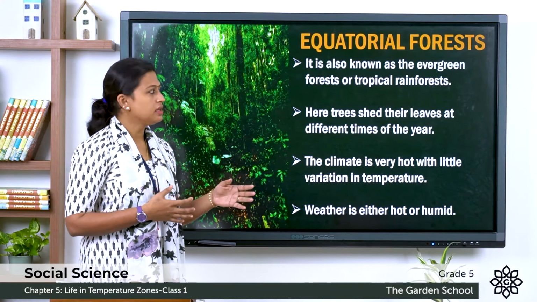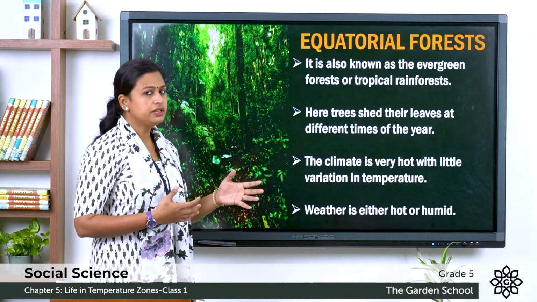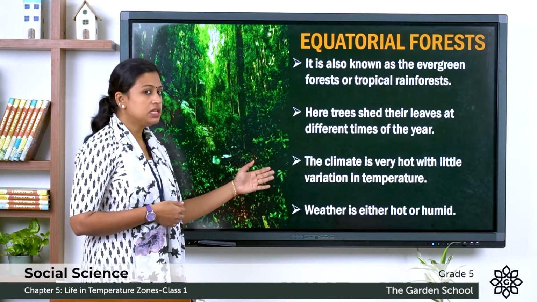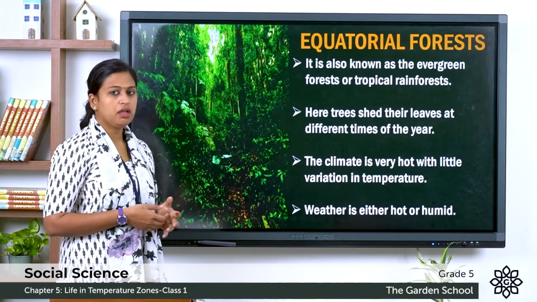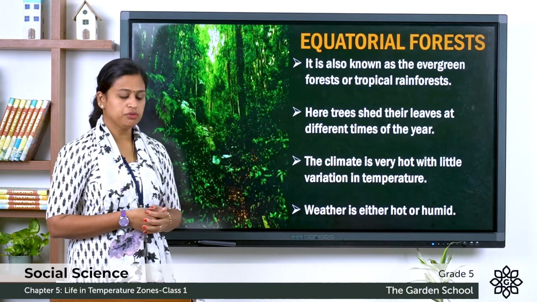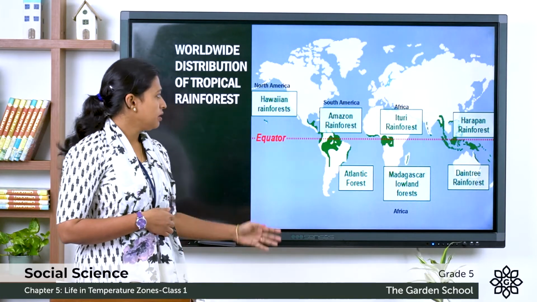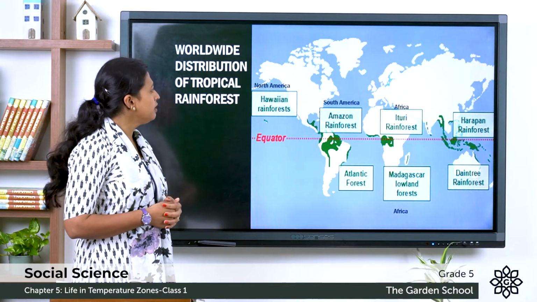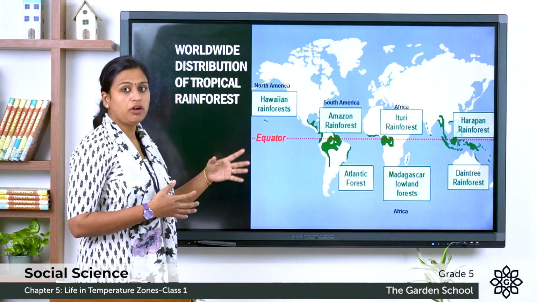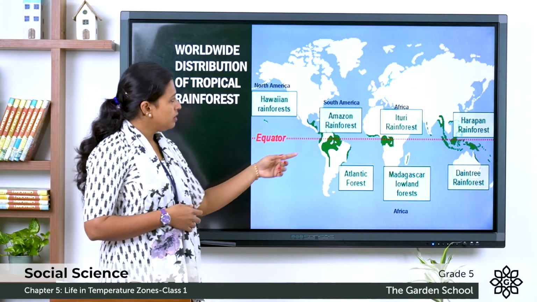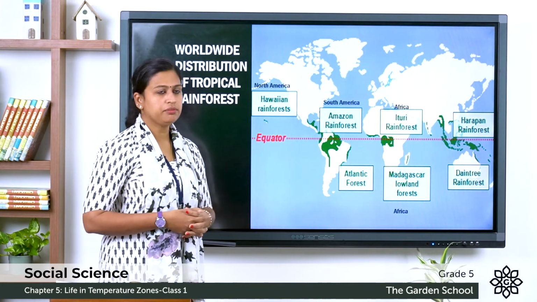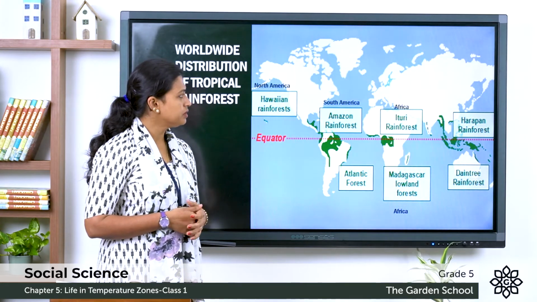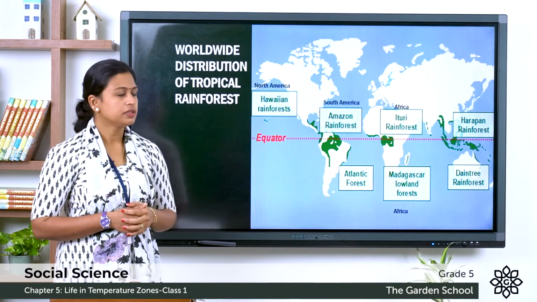Here, the trees shed their leaves at different times of the year. The climate is very hot with little variation in temperature. Weather is either hot or humid. Now, this is the distribution of equatorial forest. You can see here Hawaii rainforest in North America continent, Amazon rainforest in South America, Madagascar lowland forest in Africa, Ituri rainforest in Africa.